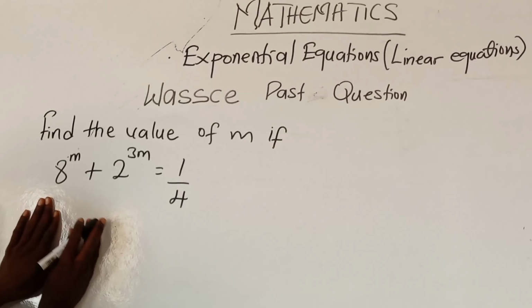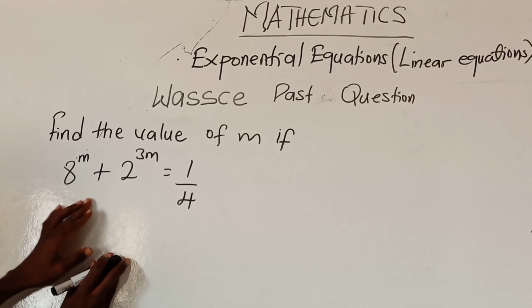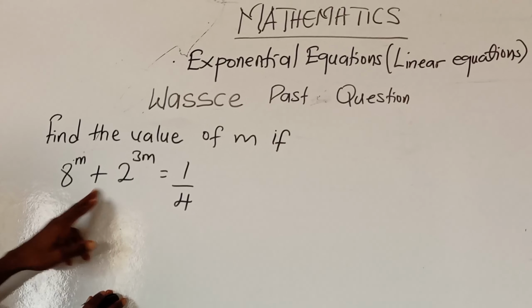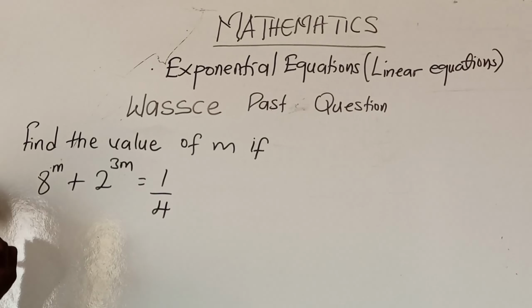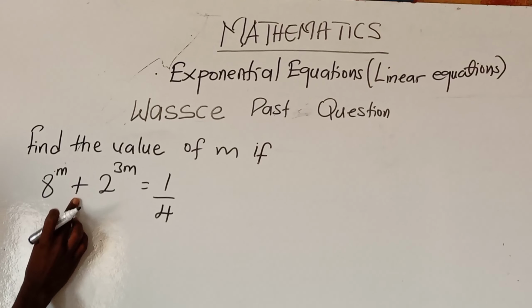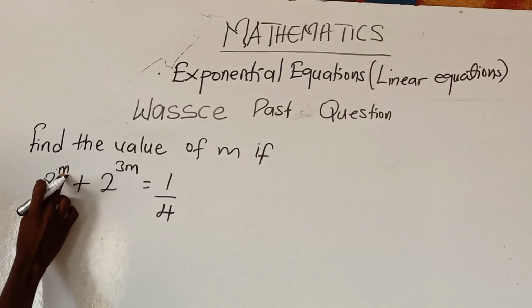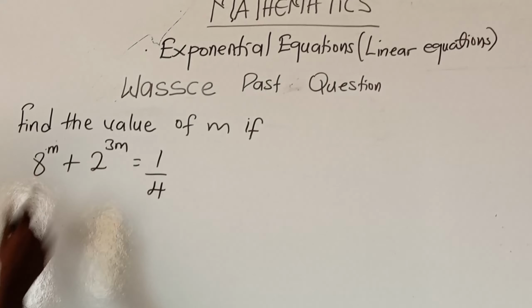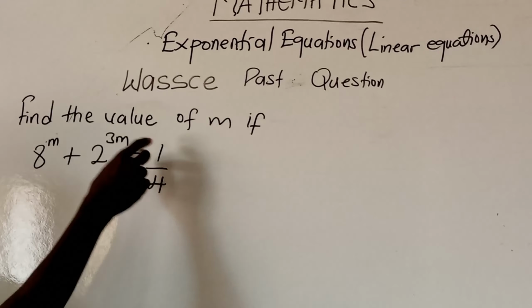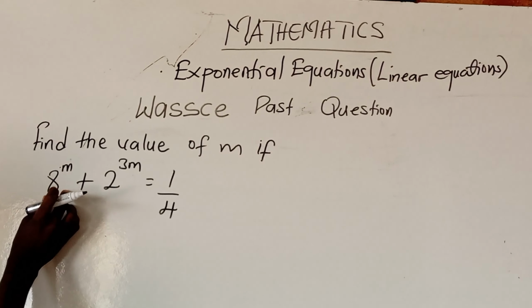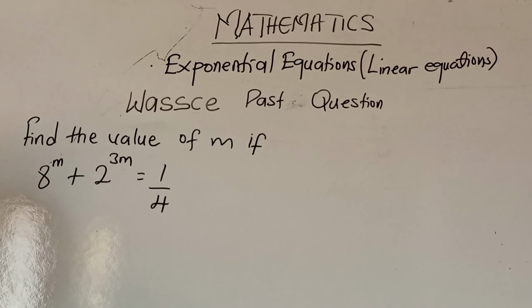Look at this one. It's a little bit more tricky, but very simple. Look at it here. Mind you, this is plus. They said 8 raised to the power m plus 2 raised to the power 3n equals 1 upon 4. Here, we just need to convert this 8 into index form.